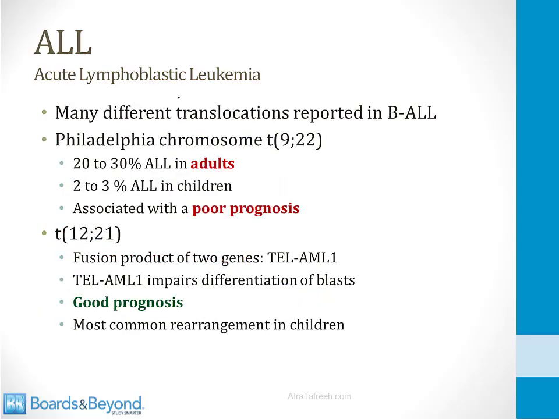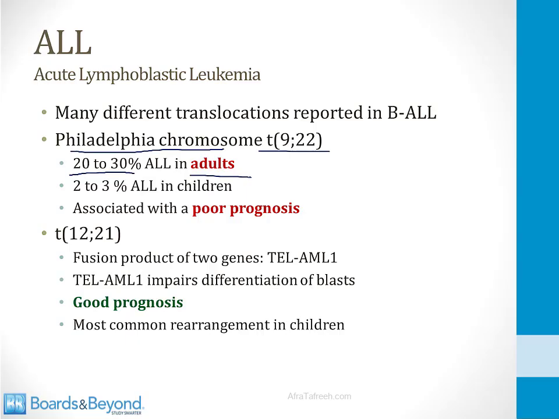There are many different chromosomal translocations that have been described in B-cell ALL, but there are two you should know about especially for step 1. The first is the Philadelphia chromosome, which is a translocation between chromosomes 9 and 22. I talk about this translocation in detail in the module on chronic leukemias, but for our purposes here, you should be aware that 20 to 30% of cases of ALL in adults carry the Philadelphia chromosome.